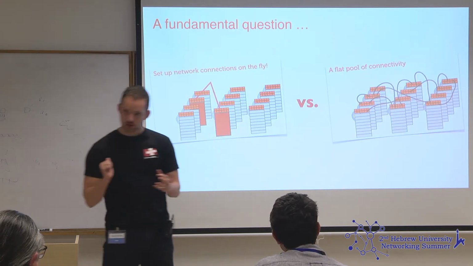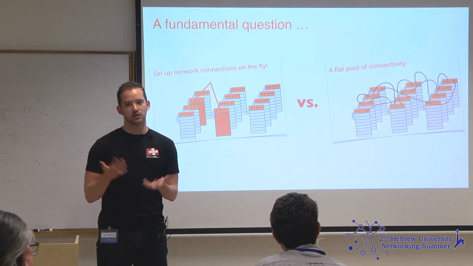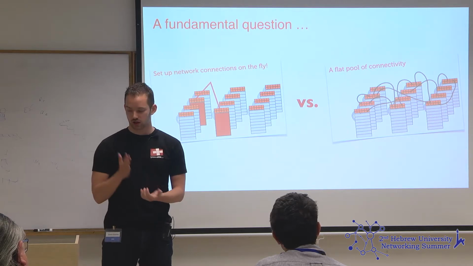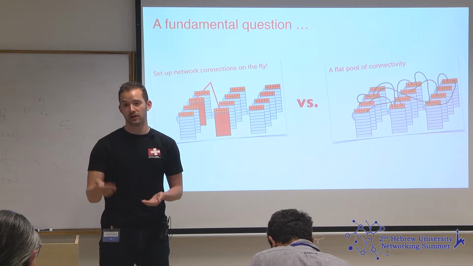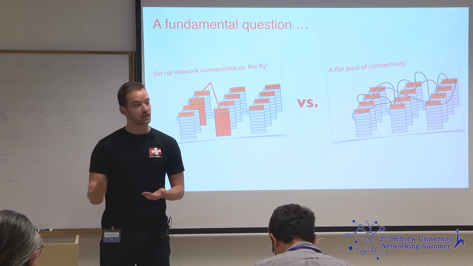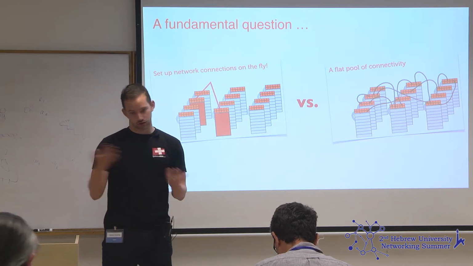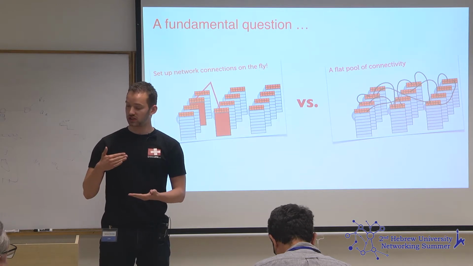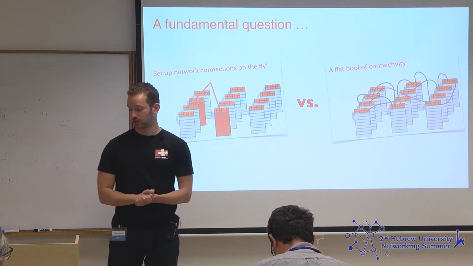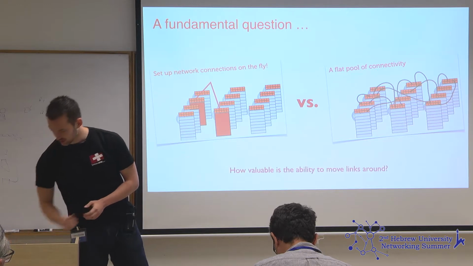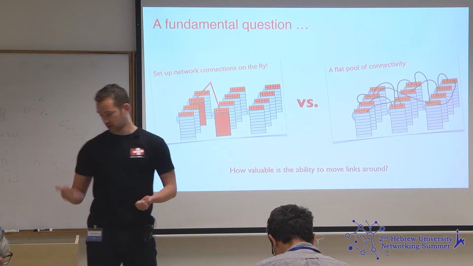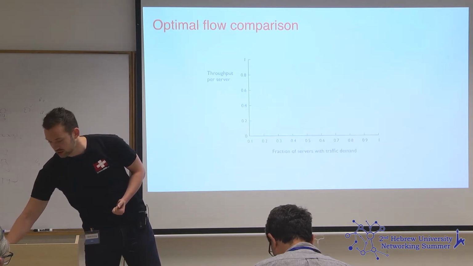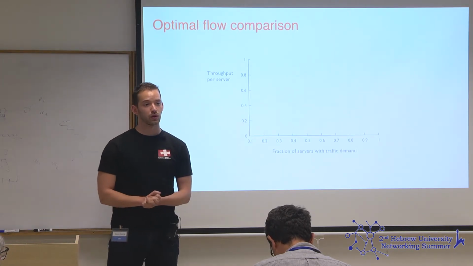So now this basically poses a fundamental question. What's the value of being able to dynamically move links around at a higher cost for every link, against having a flat pool of connectivity, for example the expander graph, which has lower cost links? So how valuable is the ability to move links around? To quantify this, we did an optimal flow comparison.